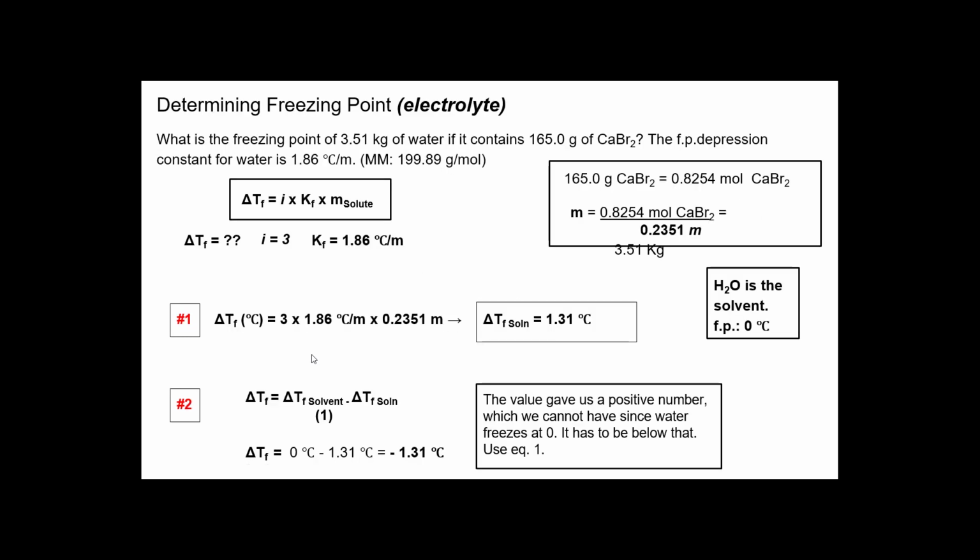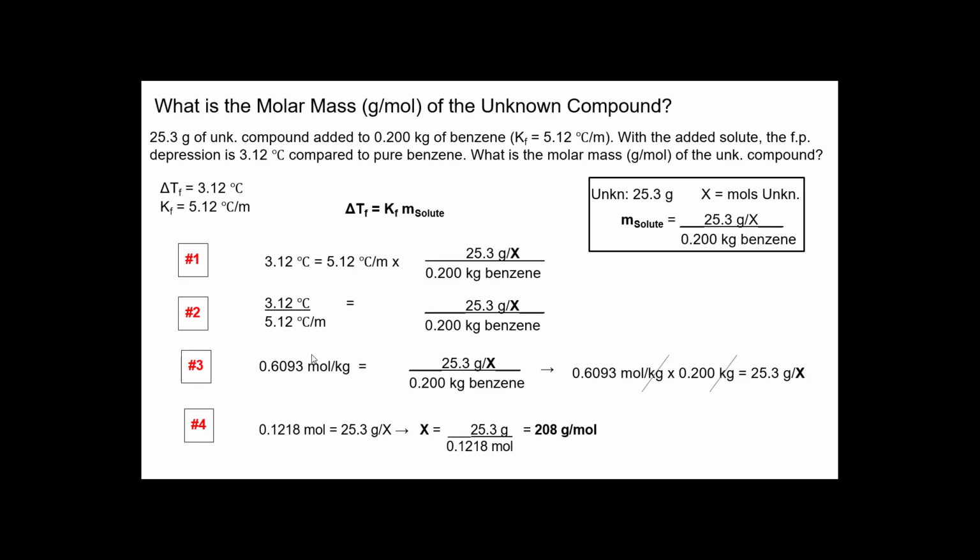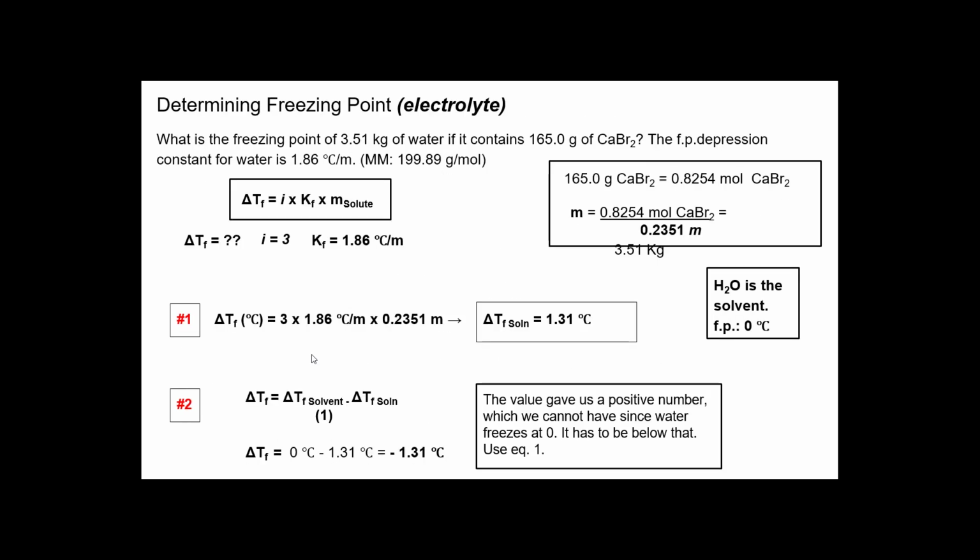Okay, what is the freezing point of 3.51 kilograms of water if it contains 165 grams of calcium bromide? I put in parentheses as an electrolyte. You will not always be given that hint, but here's the thing. When you're dealing with electrolytes, they tell you what the solute is. They don't leave it unknown like in the previous problem. So this one tells you to use i. You should instantly know, I have to put the i there.